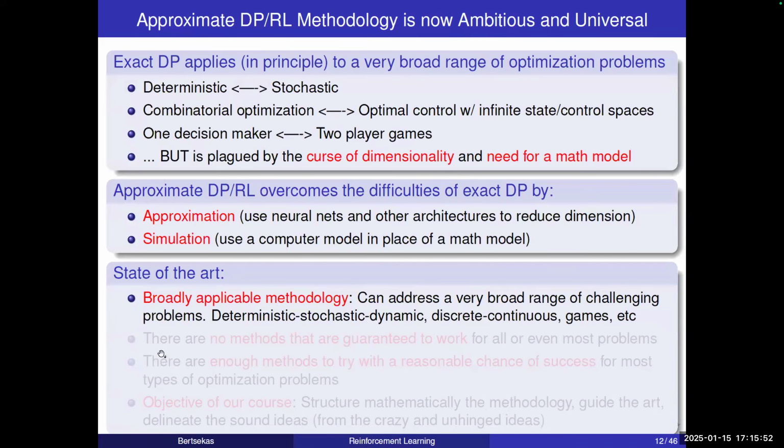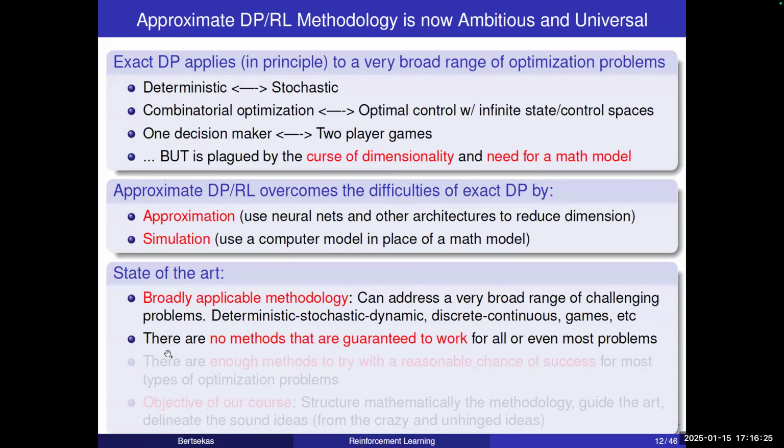So where are we now? We have a broadly applicable methodology that can address a very broad range of challenging problems because the foundations are in exact dynamic programming. And these problems are deterministic, stochastic, dynamic, discrete, continuous, games, and so on. It's very broadly applicable. Just about any kind of optimization problem, including ones that you wouldn't think, like combinatorial problems, can be addressed by reinforcement learning and the kind of algorithms that we're going to discuss.